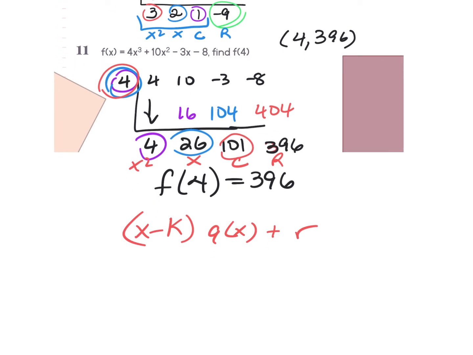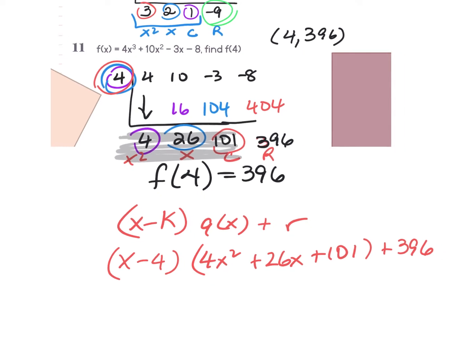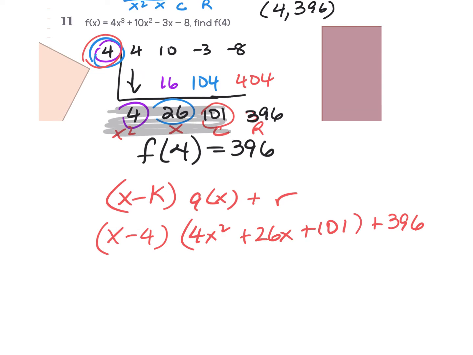So again, I'm going to put in here x minus 4, because that's what they told me to divide by. Then the quotient is this part right here with the variables. So it's going to be 4x squared plus 26x plus 101. And then the remainder plus 396. And I think I added that wrong. I wrote my numbers backwards, I think. So that's how you're going to key it into WebAssign.